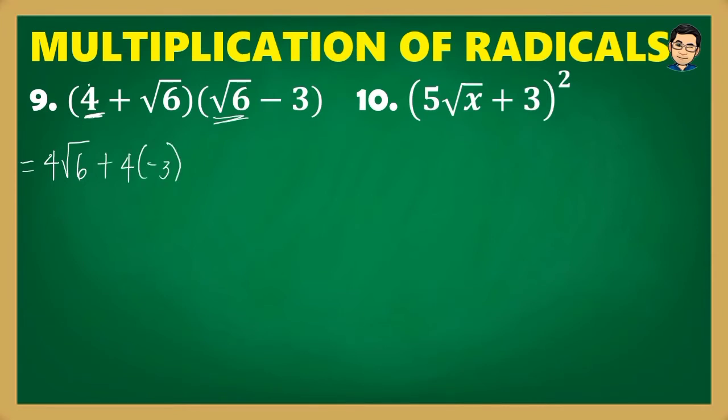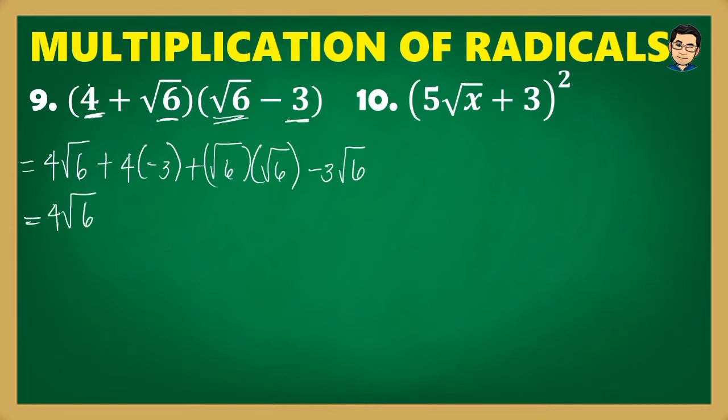And then, yung inner terms, square root of 6 times square root of 6. And then, square root of 6 tsaka negative 3 yung last terms natin. So, that is negative 3 square root of 6. And then, sulat natin 4 square root of 6 plus 4 times negative 3, that is negative 12, plus square root of 6 times square root of 6, that is square root of 36, minus 3 square root of 6.